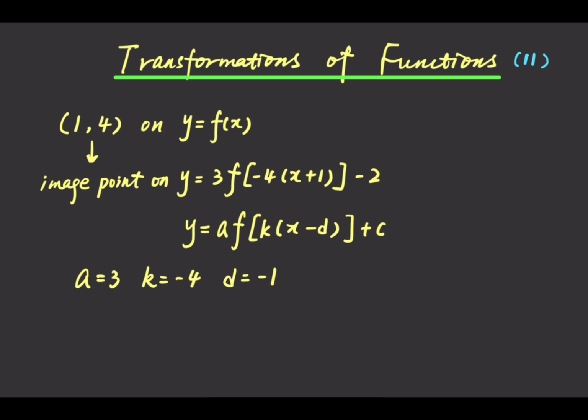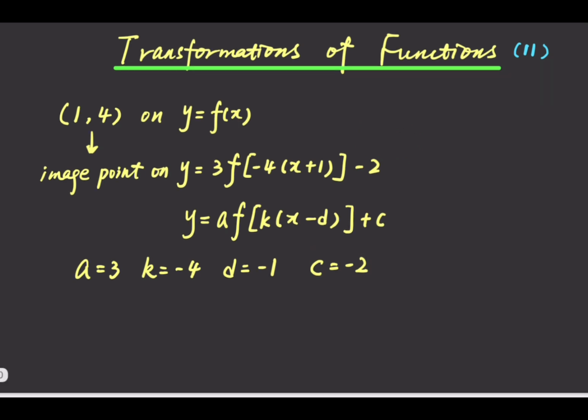D equals negative 1. Here you must be careful. Here it is plus, but the standard expression should be minus, so plus 1 should be transformed to minus negative 1, so D should be negative 1. Next, C should be negative 2, because here it should be plus, but in this question it is minus, so we need to transform this into plus negative 2, so C equals negative 2.